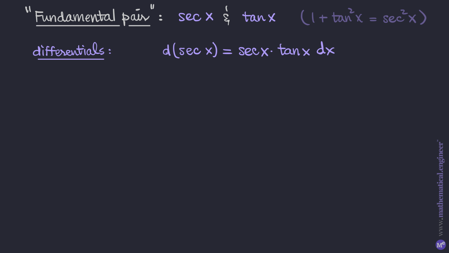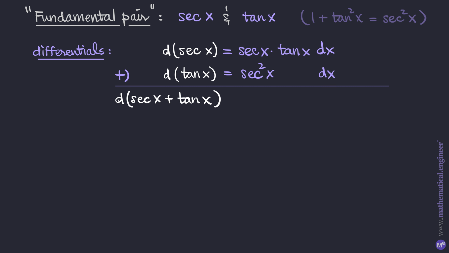So when you differentiate secant, you get back not only secant, but also its partner tangent in addition. And when you differentiate tangent, you get its partner secant twice. So here are the two differentials we want to investigate. Now, if we add them together, the left-hand sides can be combined into one single differential, d of secant x plus tangent x. Then, on the right-hand sides, we have a common factor, secant. So adding up the right-hand sides, we have secant x times secant x plus tangent x, dx.